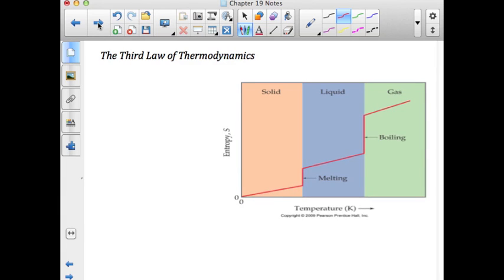Third law of thermodynamics. If you decrease the energy of a system, meaning you're lowering the temperature, that means my particles are going to get less and less active. So the energy that is stored in your degrees of freedom is less and less, meaning my entropy gets less and less.